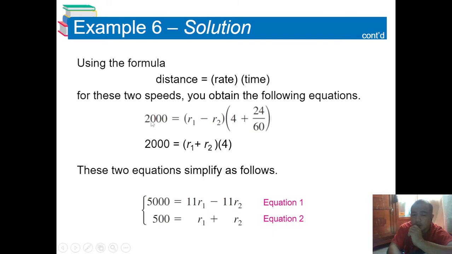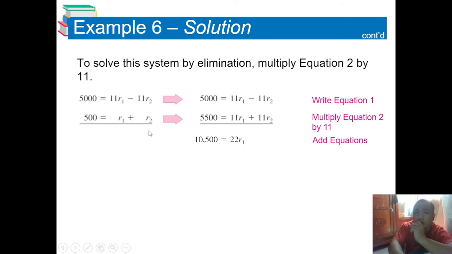Or if you divide 2,000 by 4, then we get 500, and there is still the 11. From here, we can now solve the system of linear equations by multiplying equation 2 by 11 so that r sub 2 will cancel. So 5,000 for equation 1, 11 r sub 1 minus 11 r sub 2, and 5,500, 11 r sub 1 plus 11 r sub 2 for equation 2. Now cancel r sub 2. 22 r sub 1 equals 10,500. Divide both sides by 22.